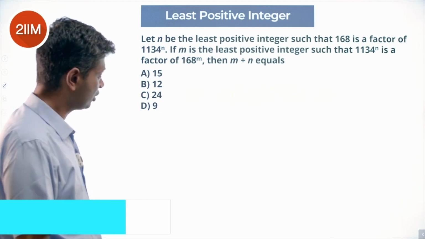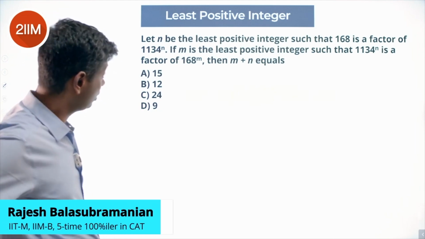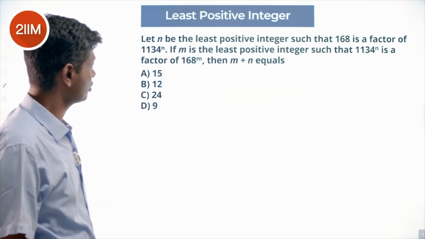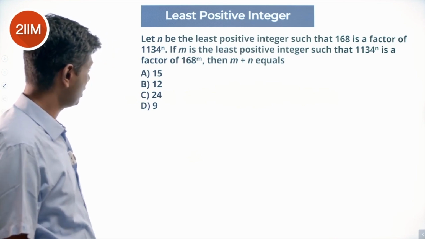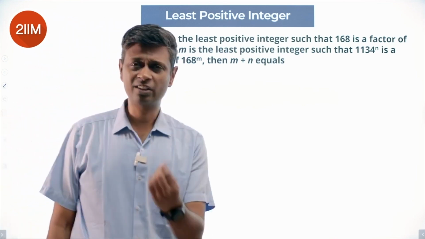Let n be the least positive integer such that 168 is a factor of 1134 to the power n. If m is the least positive integer such that 1134 to the power n is a factor of 168 to the power m, then m plus n equals? At first cut, this looks like a tough question.